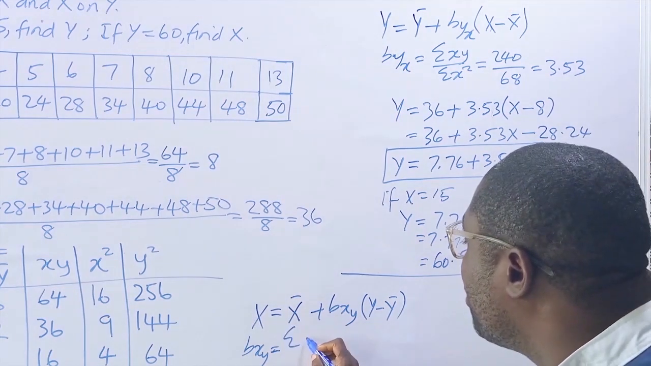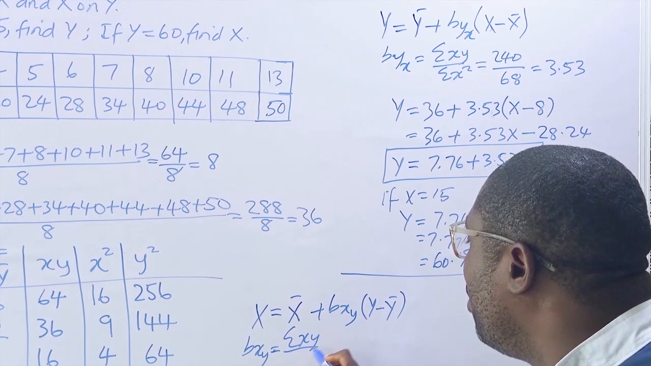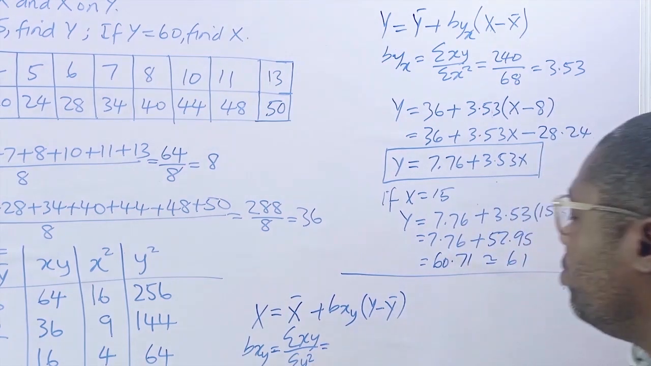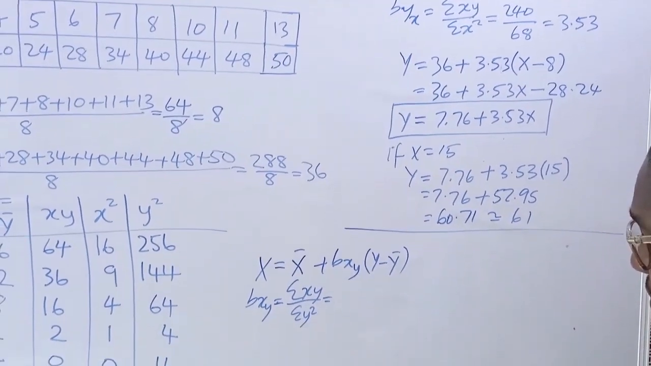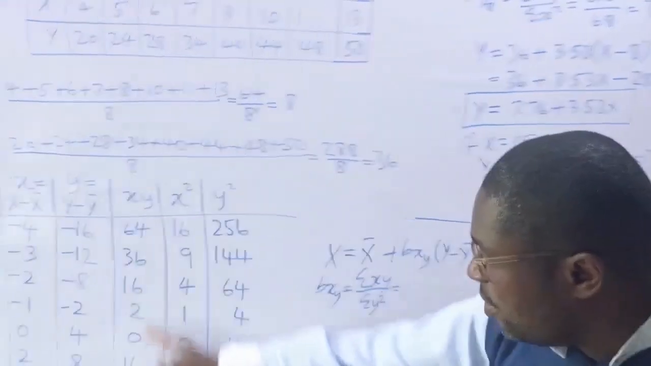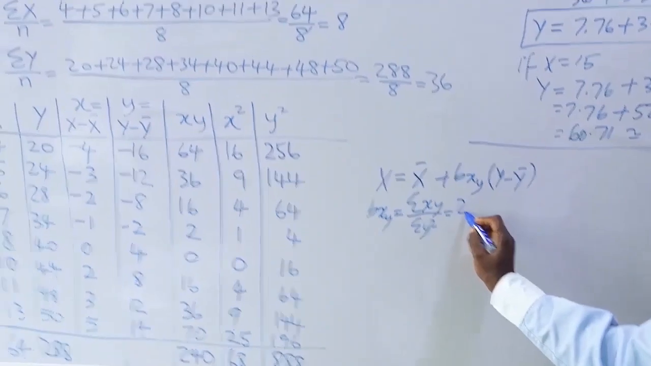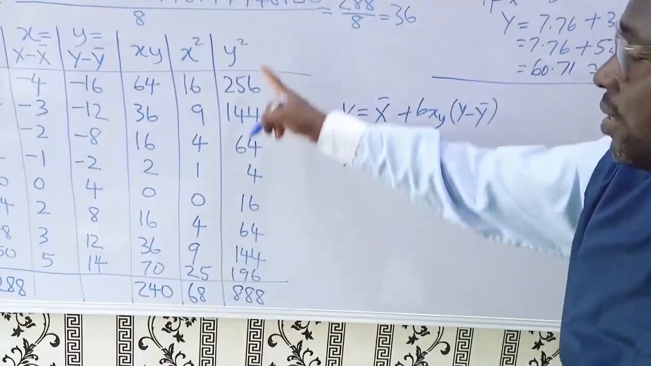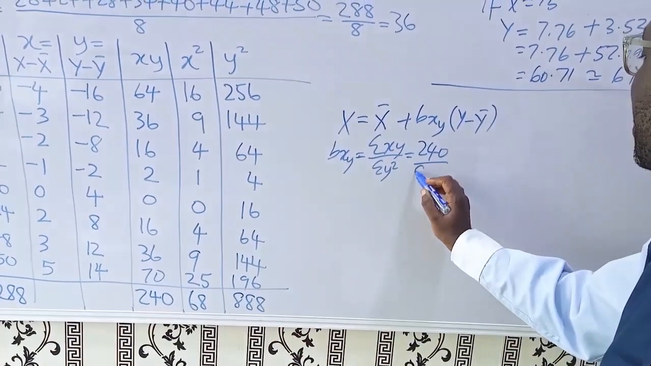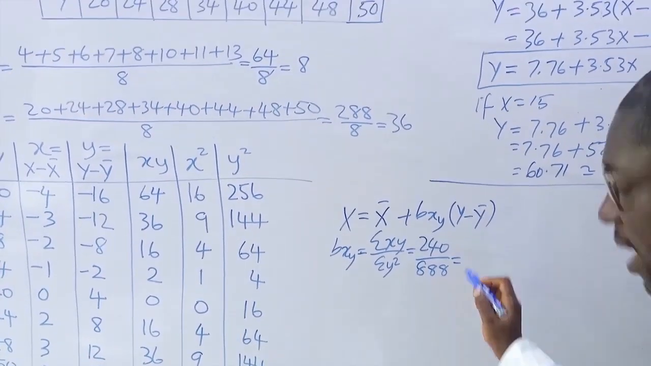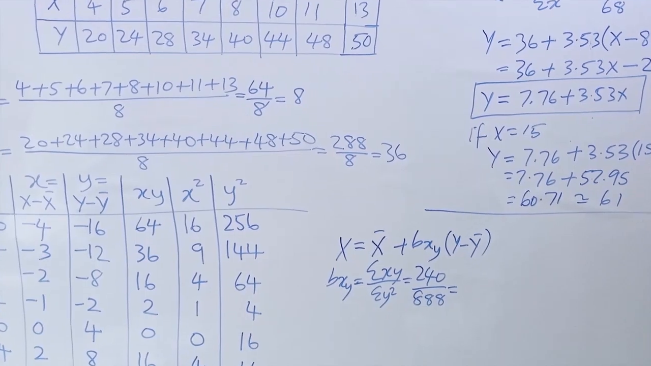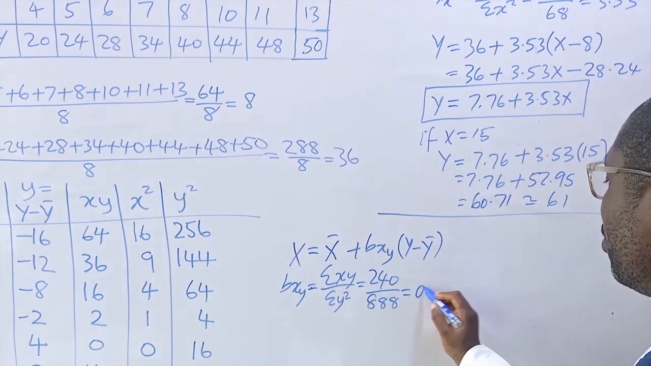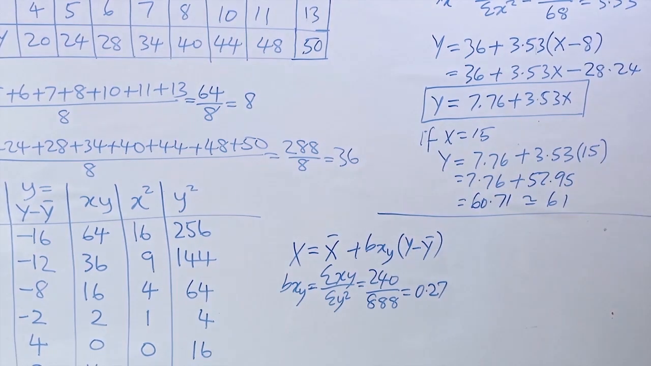That will be summation xy all over summation y squared. What is summation xy? We have it as 240, divided by summation y squared. We have it here, that is 888. And what is our answer? That should give us 0.27. So that's the rate of slope.